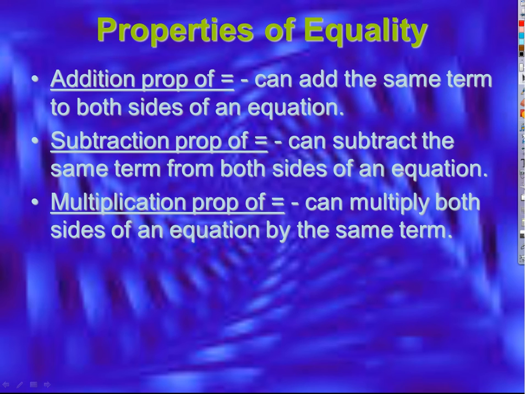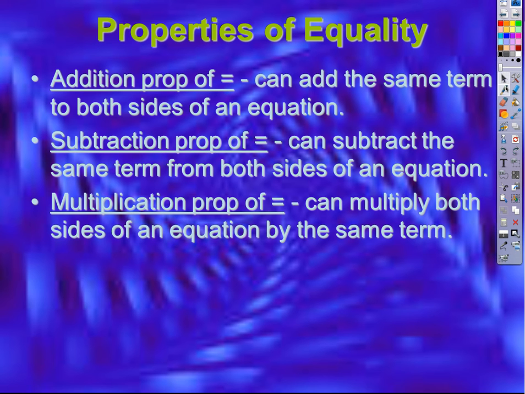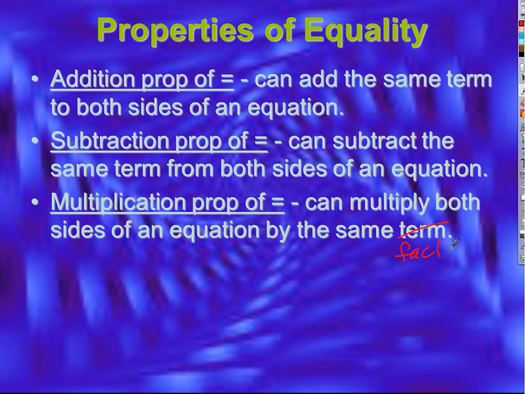You know what, this PowerPoint's a little bit messed up there. I gotta change something. That shouldn't say term this time. That should say factor. The multiplication property of equality says you can multiply both sides of an equation by the same factor.